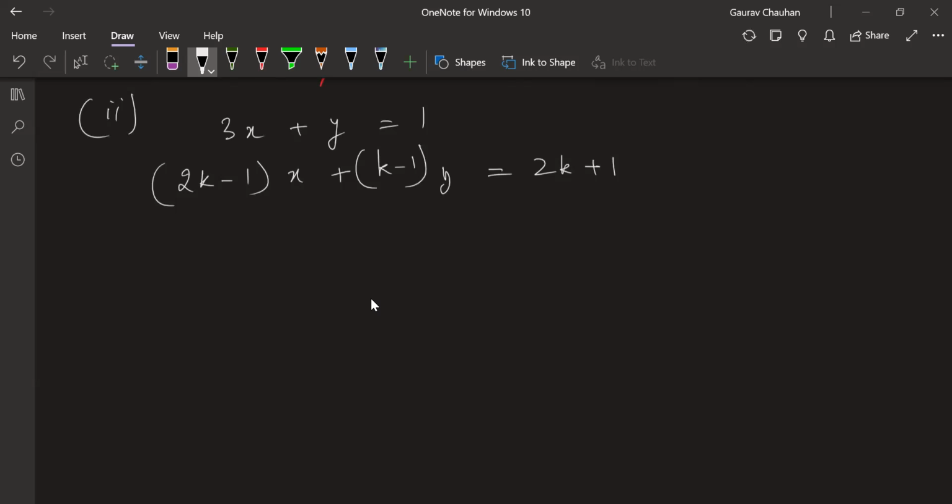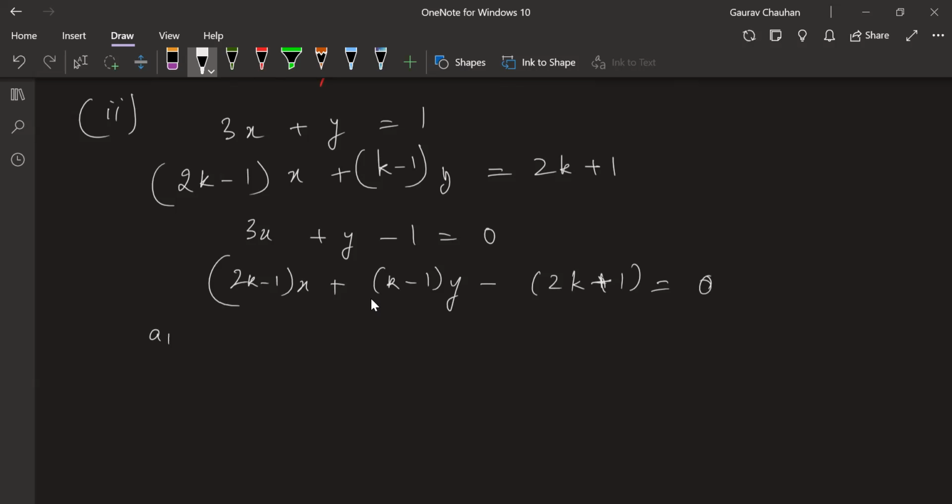I'm going to write A1, A2, B1, B2, C1, C2 again. Before that, I will change into standard form. 3x plus y minus 1 equal to 0 and 2k minus 1 into x plus k minus 1 into y minus 2k plus 1 is equal to 0. Is that okay? I'm keeping this in bracket because I've brought everything from the right side. You can choose to open the bracket also, minus 2k minus 1 if you want.